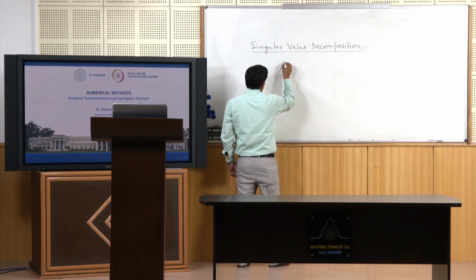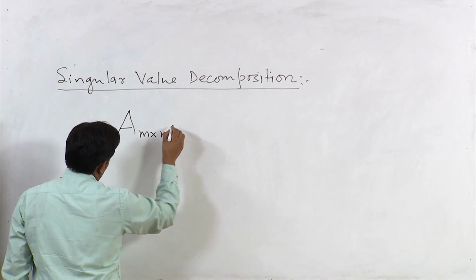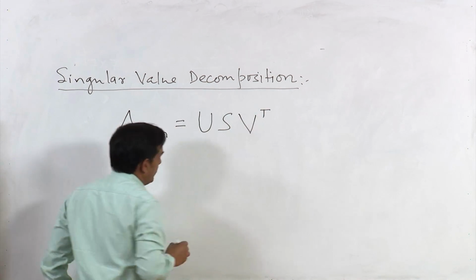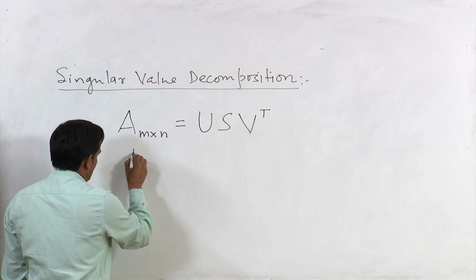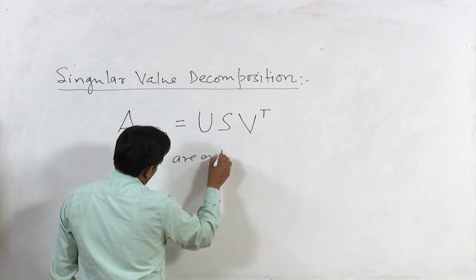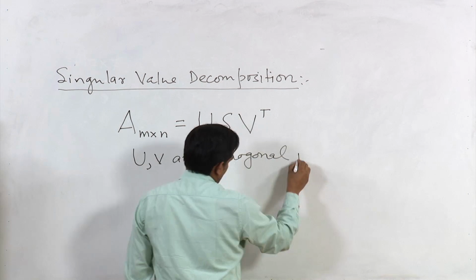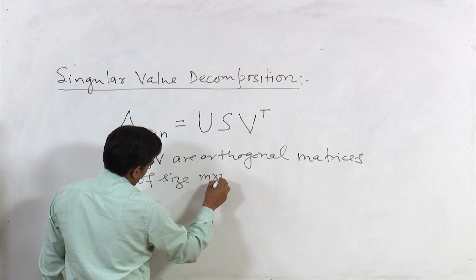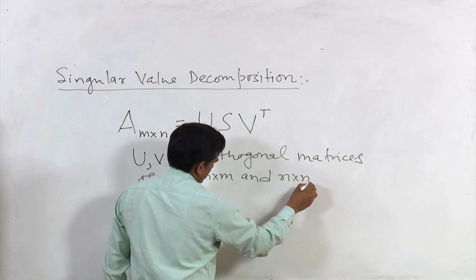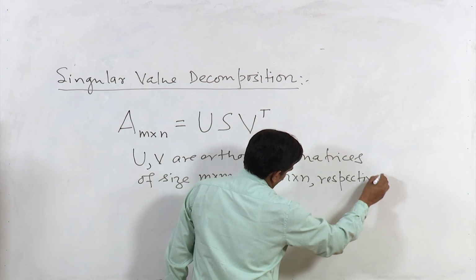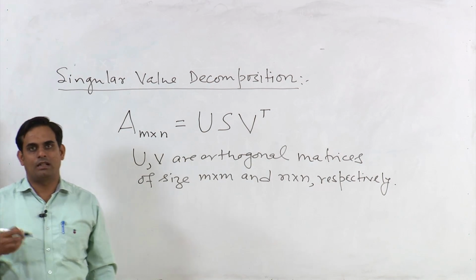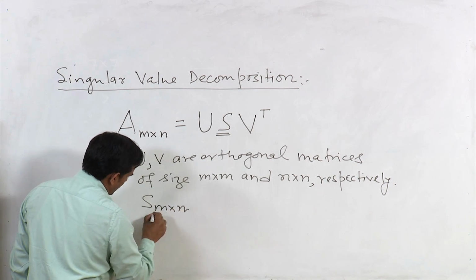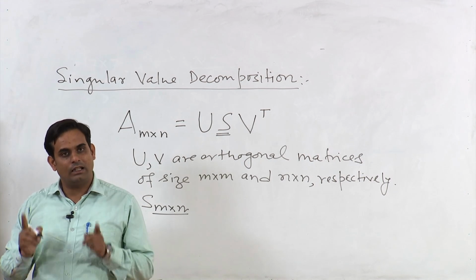Here it says that any matrix A of size m by n can be written as the product of three matrices U, S and V transpose, where U and V are orthogonal matrices of size m by m and n by n respectively, and S is a matrix of size m by n in which all the off diagonal entries are 0.